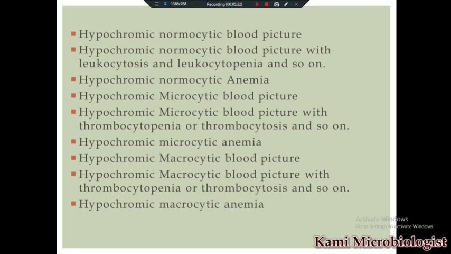Next we have another comment, that is hypochromic macrocytic anemia. It means that the MCH and MCHC values are low, the MCV value is high, and the RBC value is also low. This is called hypochromic macrocytic anemia. In the microscopic field, you will see large RBCs with a large white portion in the central area, and the RBC level is also low.